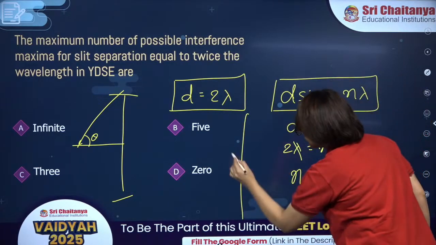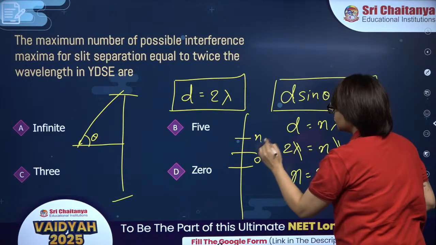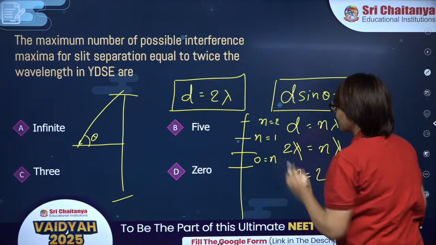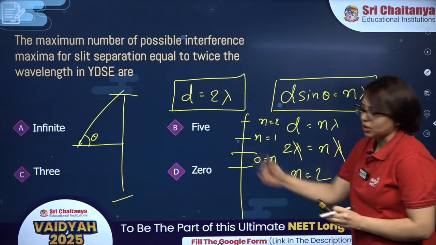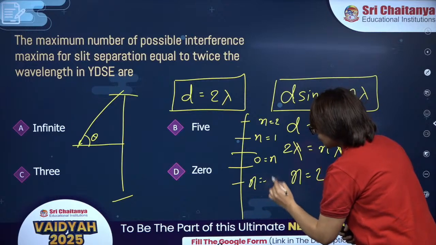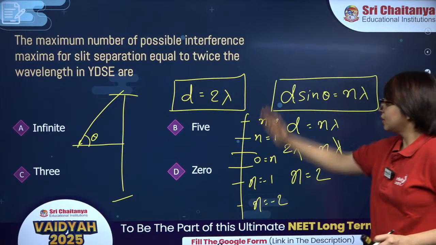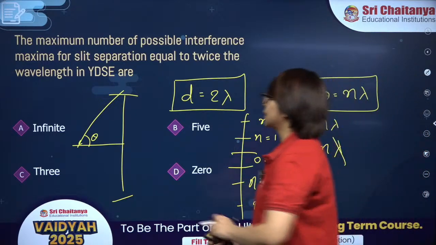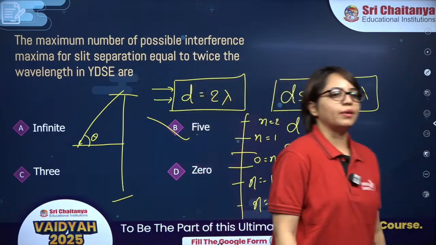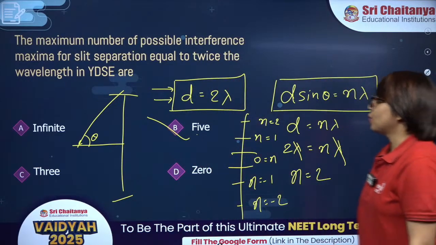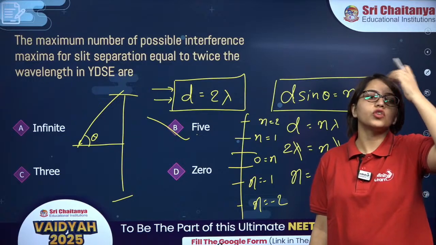That means, this is the screen. At n is equal to 0, we will have the central maxima. n is equal to 1 and n is equal to 2 give the first maxima and second maxima. But this is a symmetrical structure, so we'll have one more maxima at n is equal to -1 and at n is equal to -2. So in total, we'll be able to see 5 maxima for this specified condition, which is option B. All right? Okay, let's go.